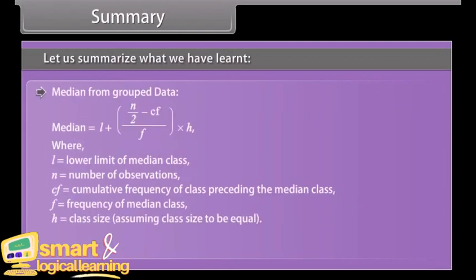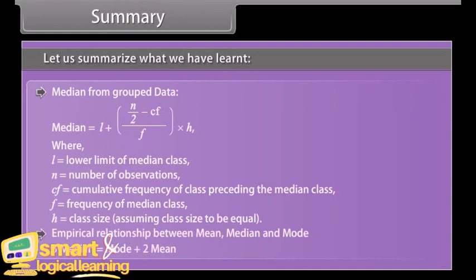Median from grouped data. L plus (n by 2 minus Cf) divided by f and multiplied by h, where L is equal to the lower limit of the median class, n is equal to the number of observations, Cf is equal to the cumulative frequency of the class preceding the median class, f is equal to the frequency of the median class, h equals class size, assuming class size to be equal. Empirical relationship between mean, median and mode: 3 median equals mode plus 2 mean.